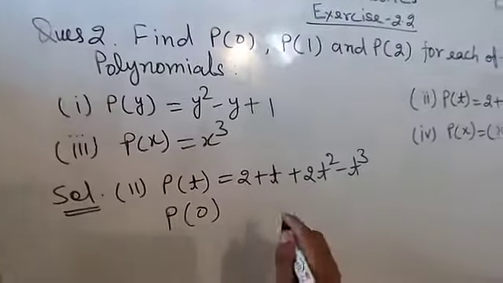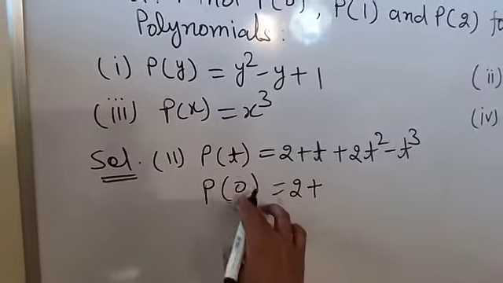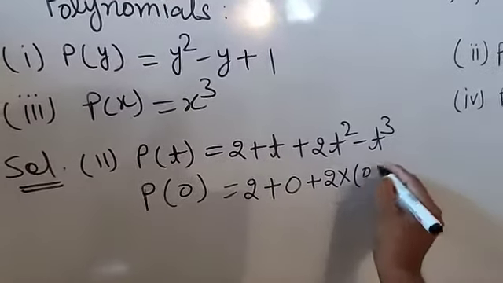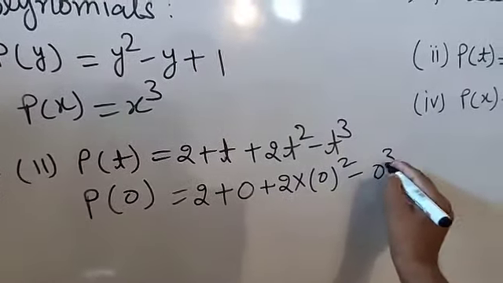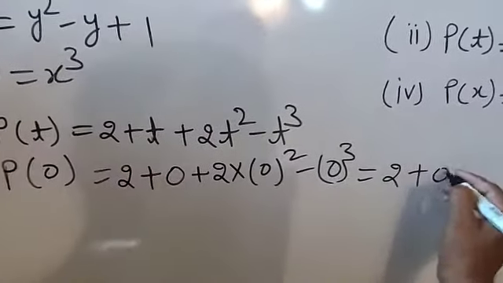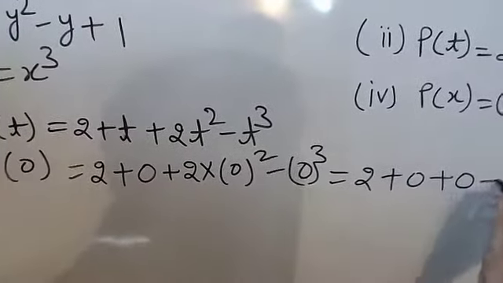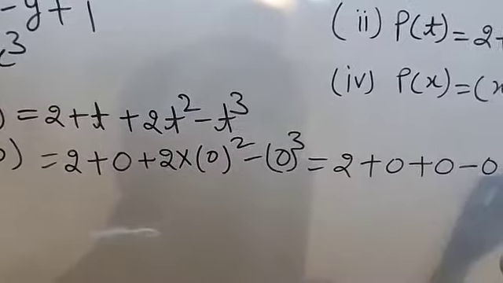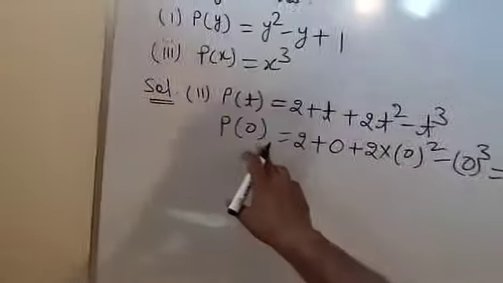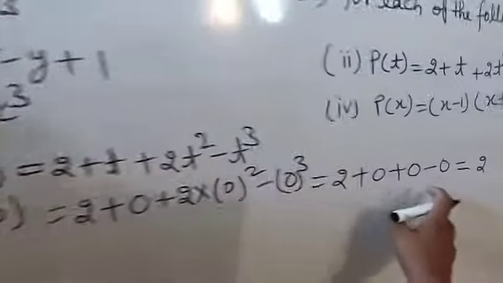So p(0) equal to 2 plus t, it means t will be replaced by 0. So 2 plus 0 plus 2 into 0 square minus 0 cube. So it will be 2 plus 0 plus, 0 square will be 0, and 0 into 2 will be 0, minus 0 cube is 0. That is equal to 2 plus 0 minus 0 equal to 2. So the value of that polynomial at t equal to 0, it means p(0) equal to 2.